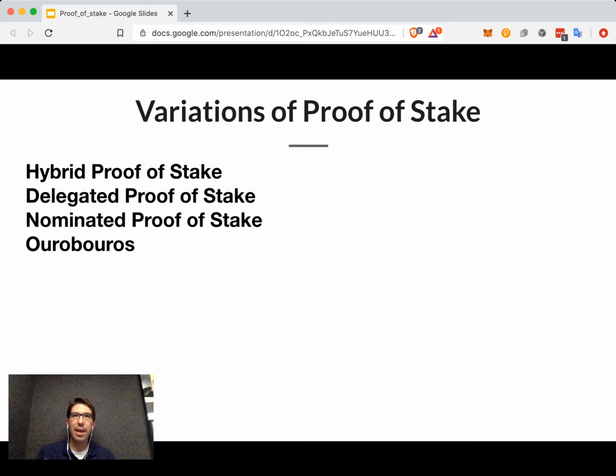So this has been a broad overview of proof of stake, and I hope that you all enjoyed it.